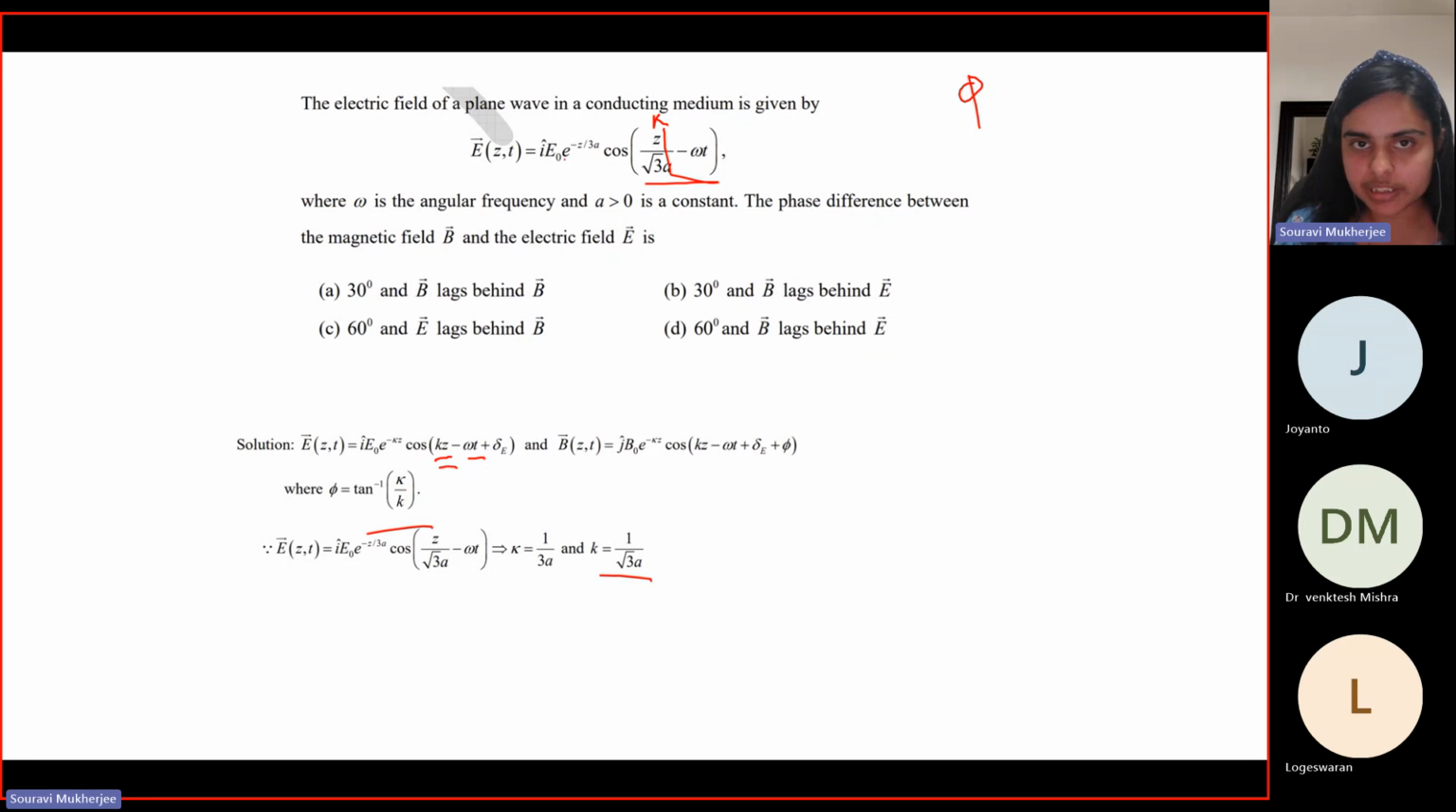And this part here gives you the imaginary part, which is the attenuation constant, so that is the imaginary part of your k, given as 1 by 3a. Comparing how fast your amplitude is decaying gives you the attenuation constant, and this other part gives you the real part of the k. So now you know the real and the imaginary part, and you can use it to find phi. If you do that, you would get that phi is 30 degrees. And we know that the magnetic field lags the electric field. So in this case, the answer would be B.